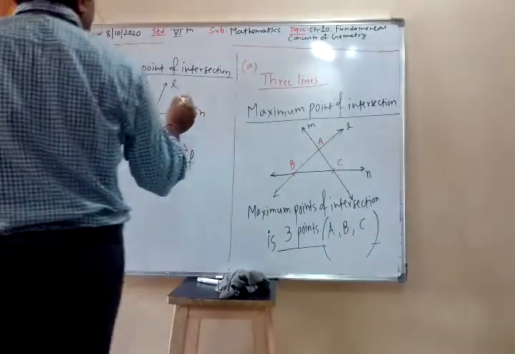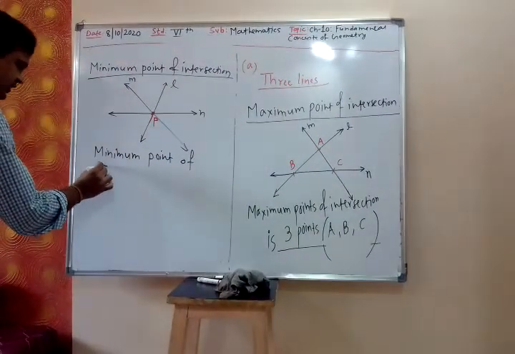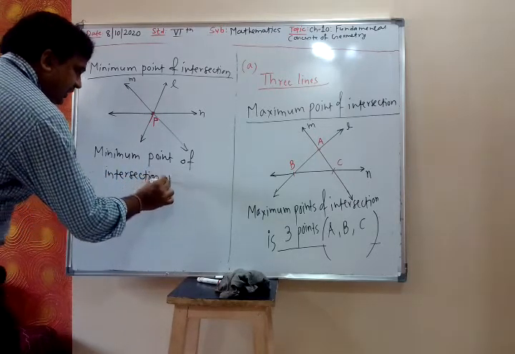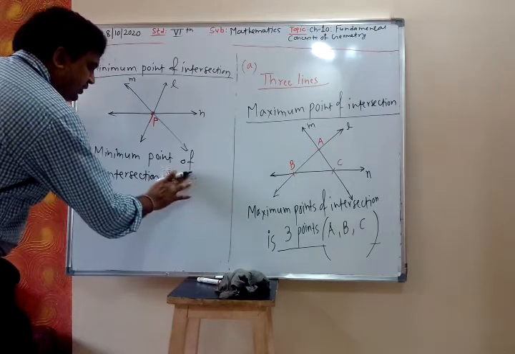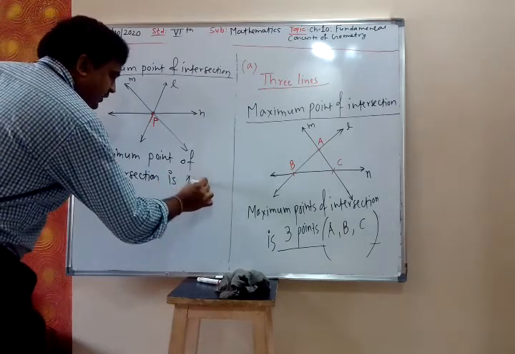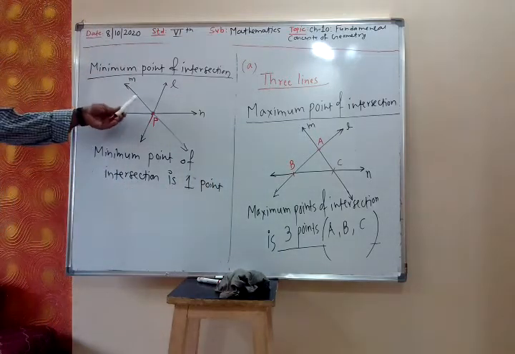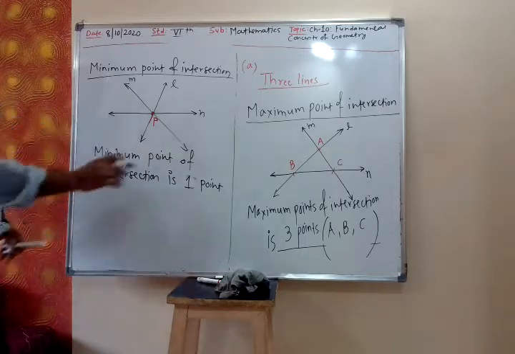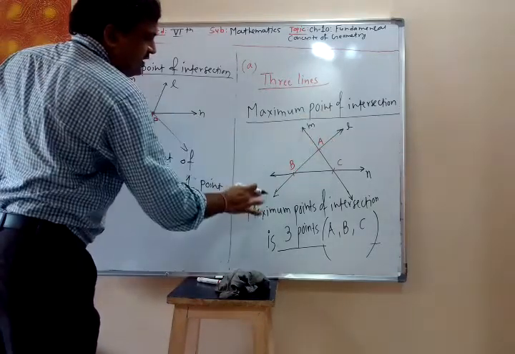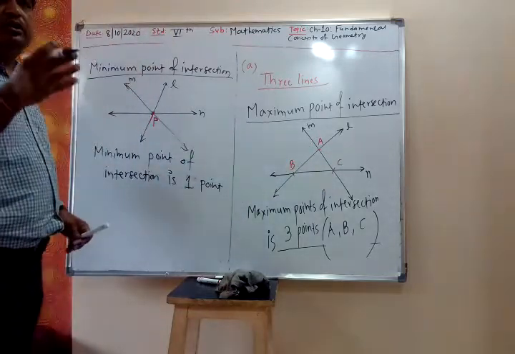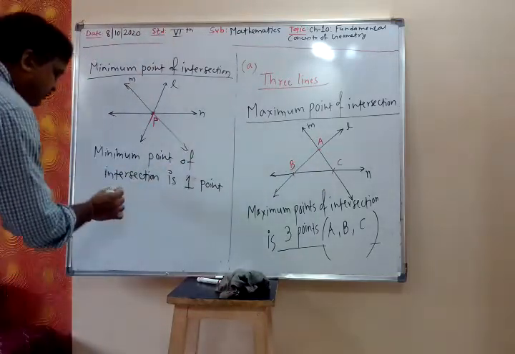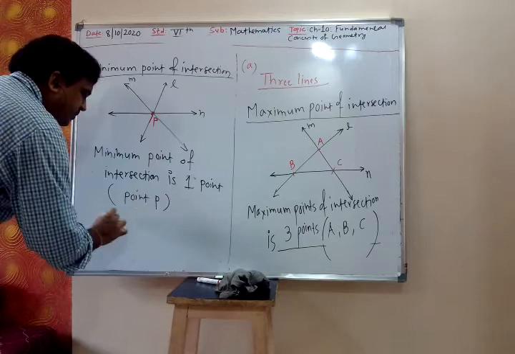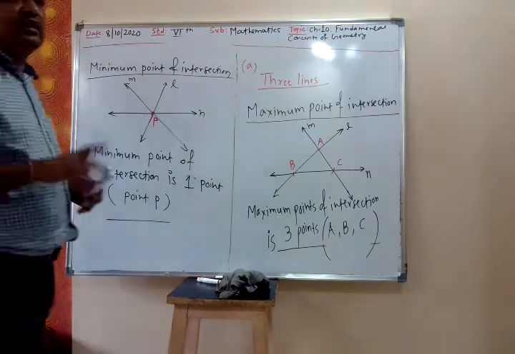Minimum point of intersection is 1 point. When 3 lines meet each other at one common point P, the minimum point of intersection is 1 point. When three lines intersect each other, the maximum point of intersection is 3 points. So this was the case for three.